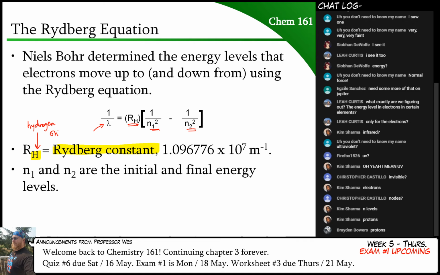This constant only works for hydrogen. Every atom has its own constant, and the constant is based on the effect of the protons changing the energy levels around. And all of those constants have been calculated for different atoms and can be looked up in tables. But for our purposes, we're going to only deal with hydrogen in this class.